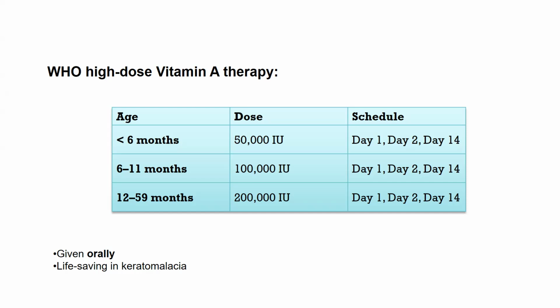Then, if the child is 12 to 59 months, then the dose is doubled again, that is 2 lakh international unit, and the schedule remains the same, that is day 1, 2, and 14. This vitamin A therapy is given orally, and it's life-saving in keratomalacia.